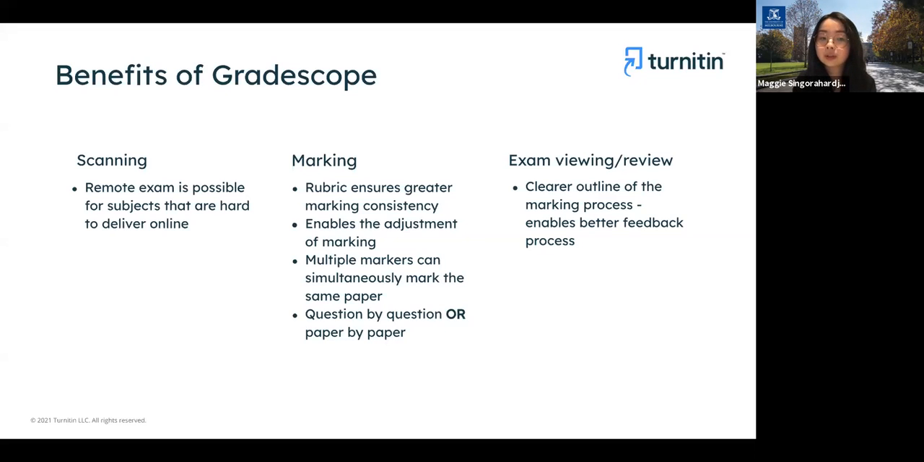It also enables easier adjustment of marking. As Matt mentioned earlier in this presentation, adjustment of marking in a paper-based exam was difficult, but within Gradescope, the moment we realized we need to adjust a particular mark, we could do that easily, and it will apply to all previous papers that we have marked automatically without us having to go back and review those papers.